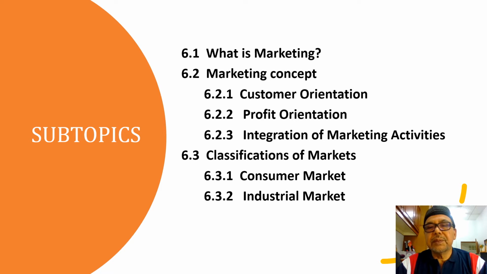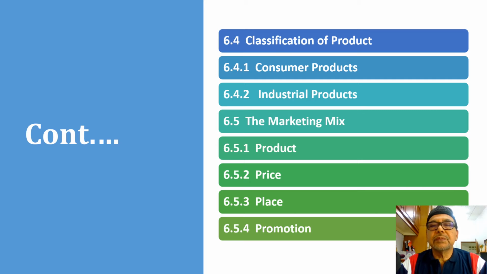So classification of markets, there are 2 different markets. One is consumer market, one is industrial market. These are 2 big markets that we are learning. Then classification of product, also there are 2. One is consumer product, the other one is industrial product. The third one we're talking about is the marketing mix, the 4P.